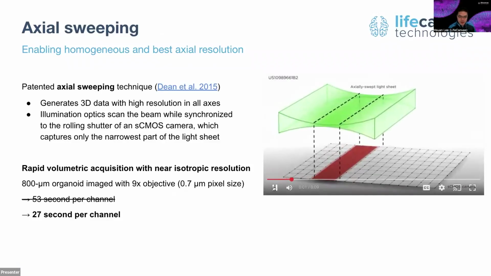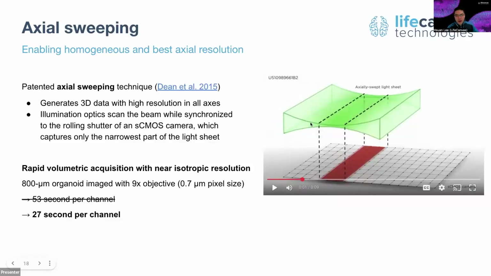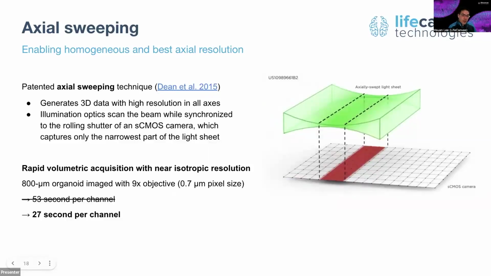So with the 800 micron organoids that we imaged before with the 9x objective in the previous video, we were able to achieve 53 seconds per channel per sample. But we also just figured out that we can basically double the imaging speed. So it's actually about 27 seconds per channel right now.